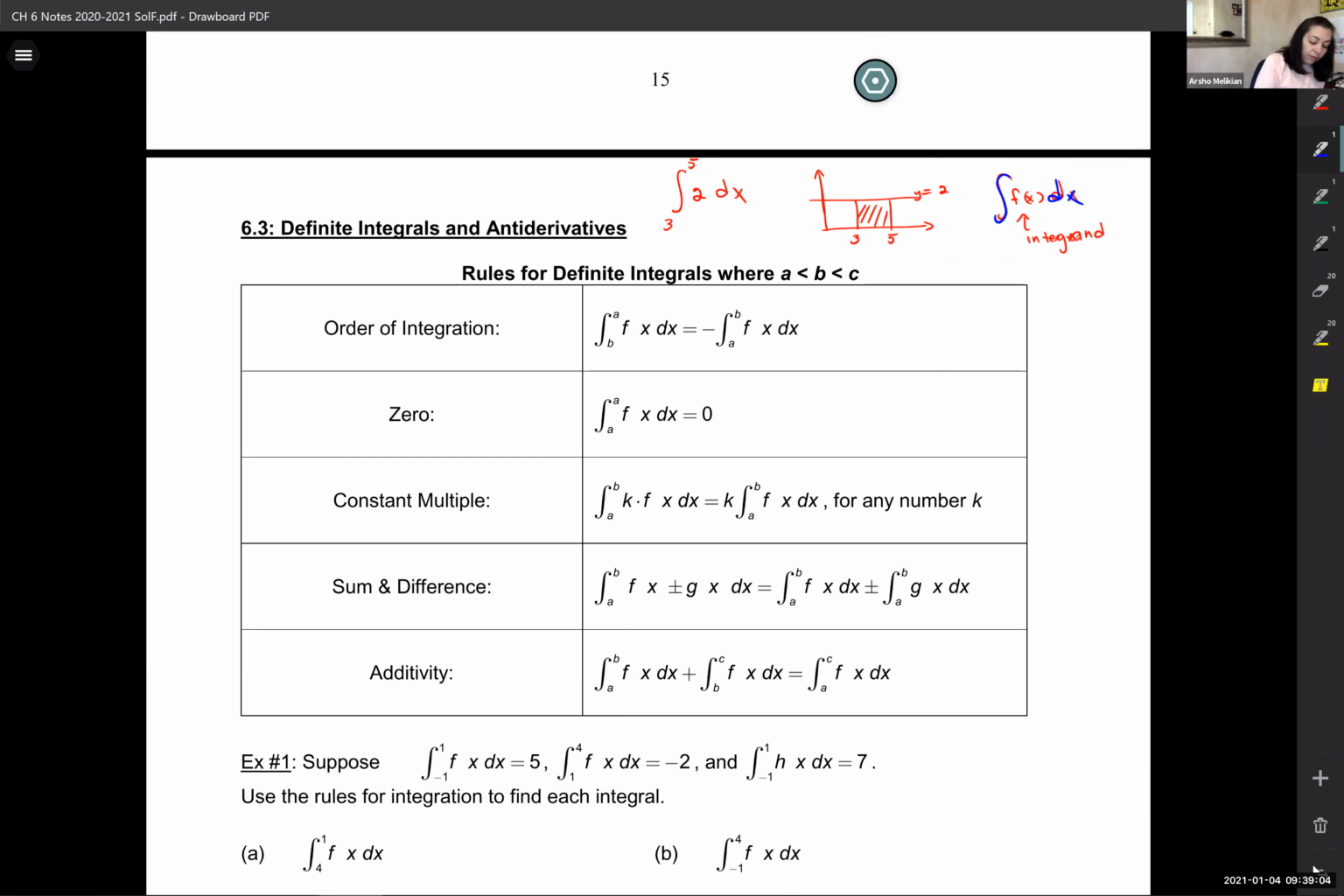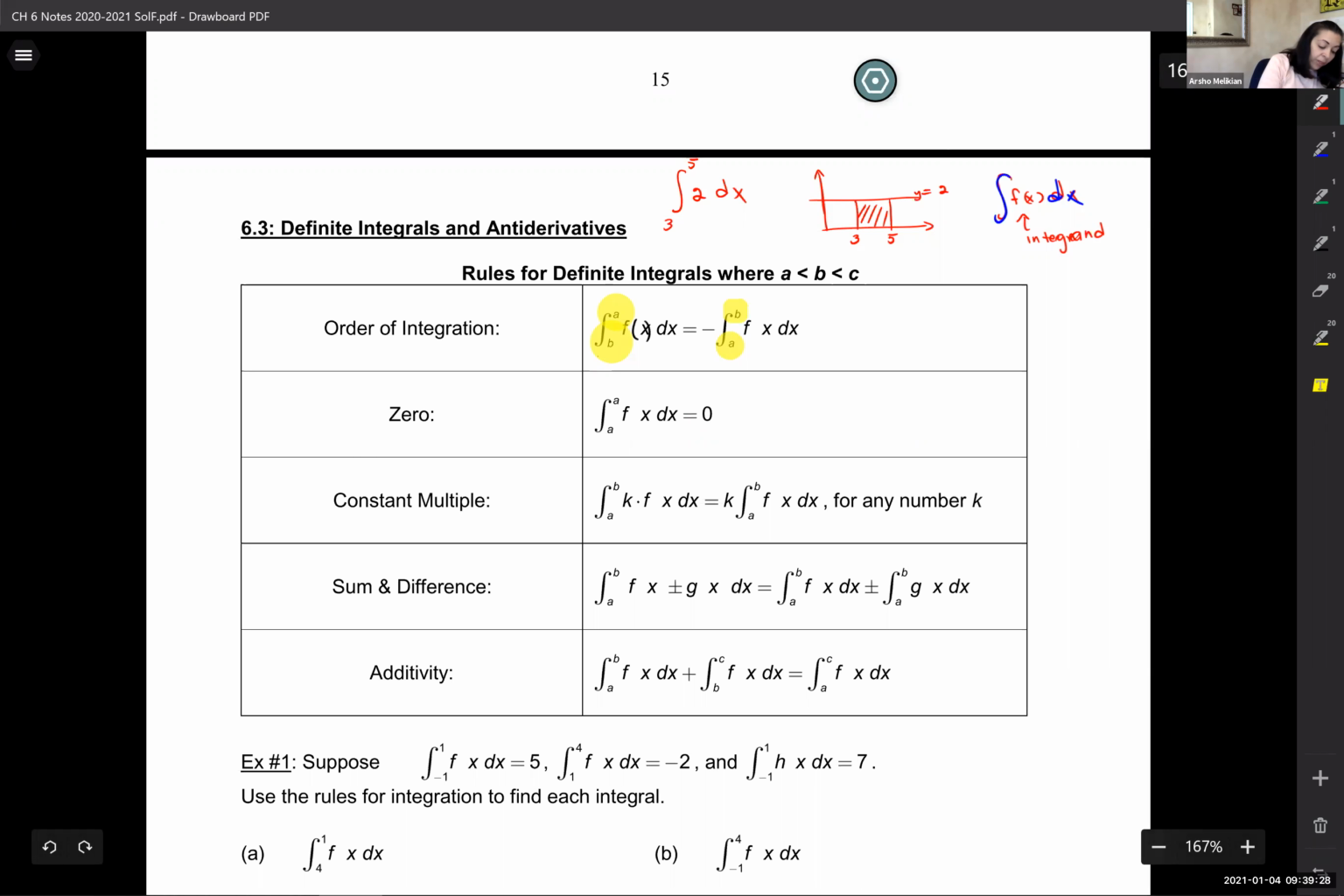First off is order of integration. Look at what I have here. I have the integral from b to a of f of x dx. That's when the order of the limits is reversed. That is the negative of the integral from a to b.